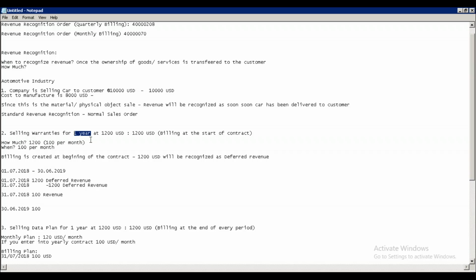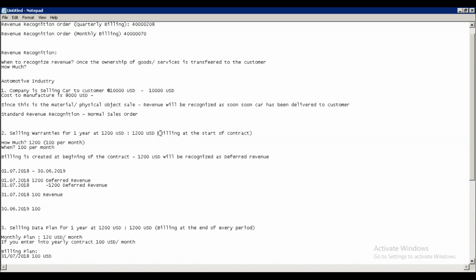When we are saying 1 year, and if you are following the periodic approach, we need to identify how much per month, and that per month amount we need to recognize as revenue every month. We already know that 100 USD will be recognized per month, but within the same scenario I added 3 sub scenarios.